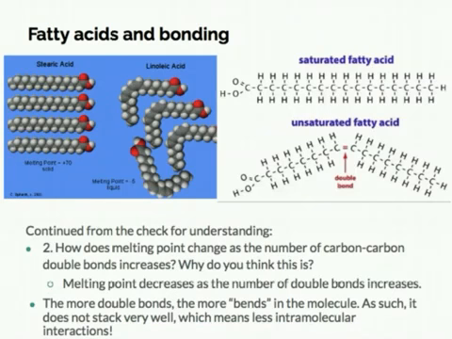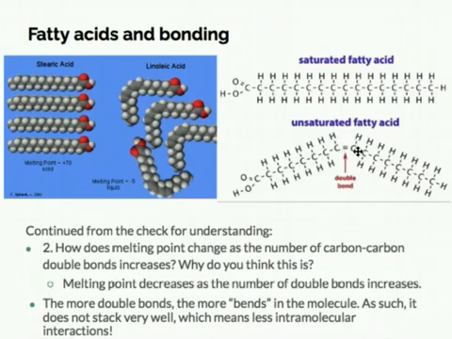So this is continued from number 2 on that last slide. So how does melting point change as the number of carbon-carbon double bonds increase? So it said melting point decreases as the number of bonds increases. So the reason for that is the more double bonds you have, the more bends in the molecule. So if you look here at this diagram, saturated is typically all of those single bonds. Okay, unsaturated, if you have a double bond, it causes what we kind of call a kink, okay, meaning that it's going to cause a bend.